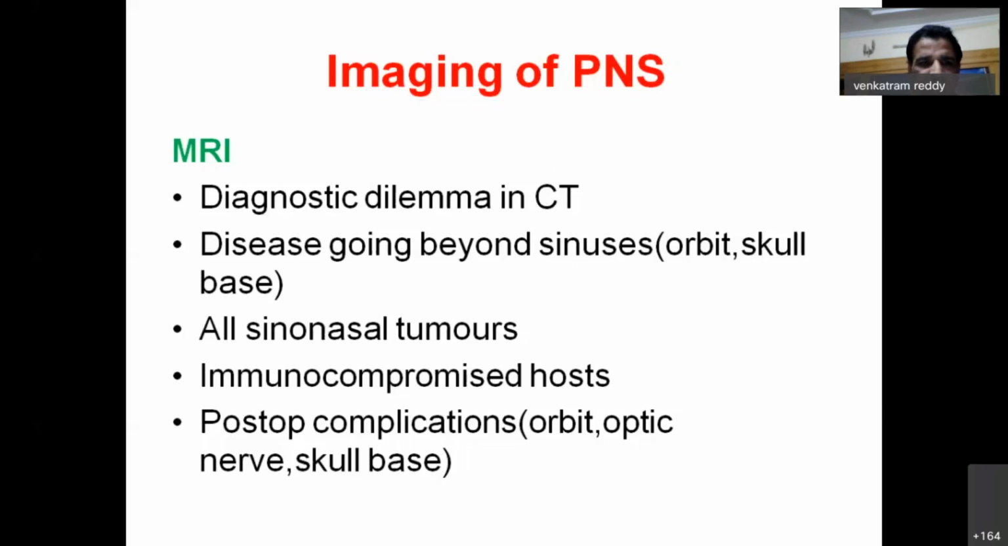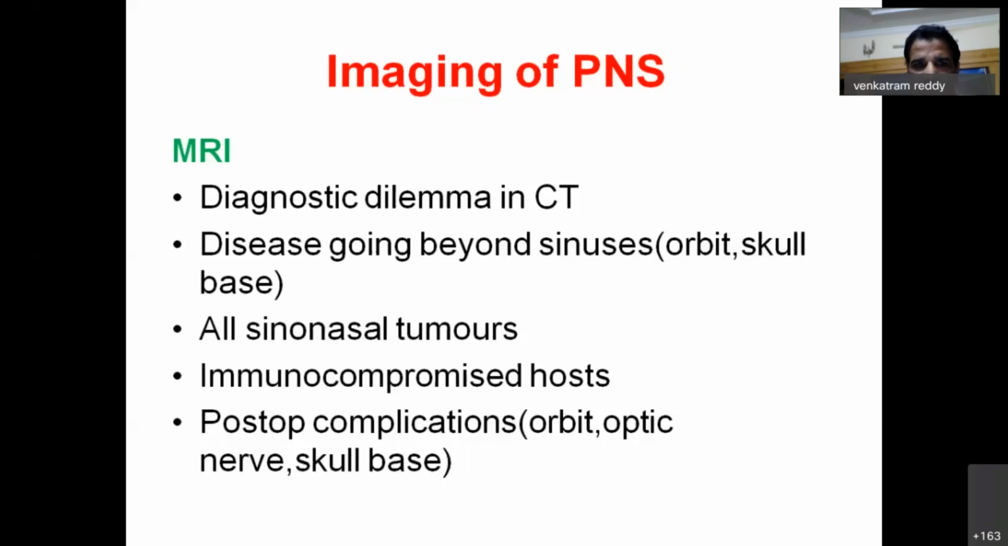Especially if you have a diagnostic dilemma with a CT scan, I think you can think of MRI and discuss with the radiologist how best MRI can help. Then diseases going beyond the sinuses, for example if the disease is in the orbit or eroding the skull base, MRI will come into the picture. Then all sinonasal tumors: no doubt MRI will give a lot of information with regard to extension to the orbit, skull base, muscle involvement, or deep in the crevices of the sinuses.